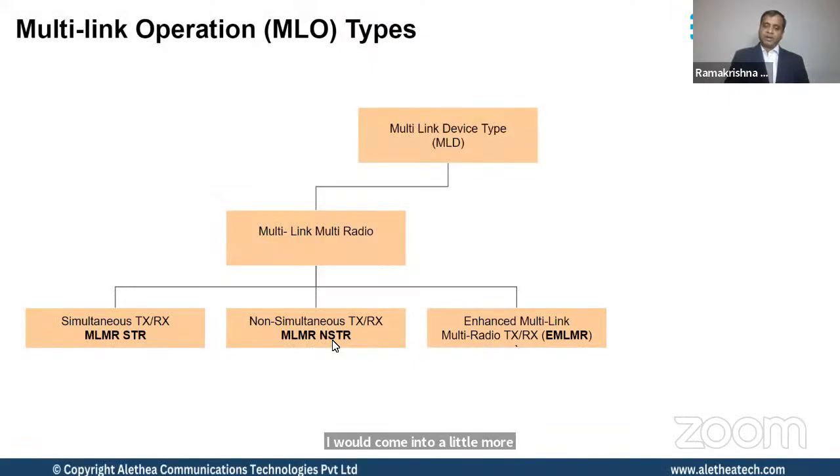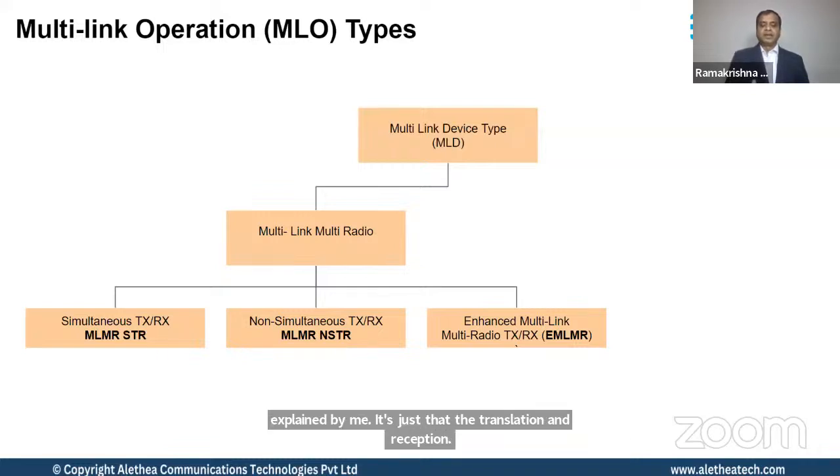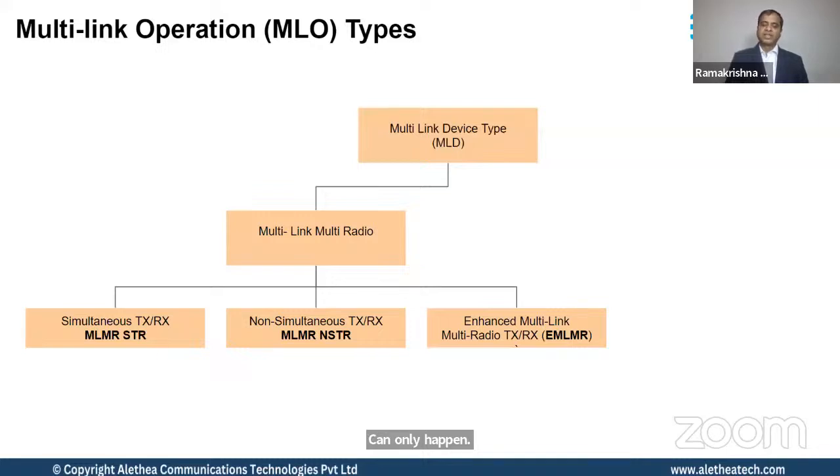We will come into a little more detail later, because this word non-simultaneous has to be explained. It's just that the transmission and reception can only happen on multiple links. Either transmission or reception can happen, but both TX and RX cannot happen. But we will discuss that in detail in the next few slides.